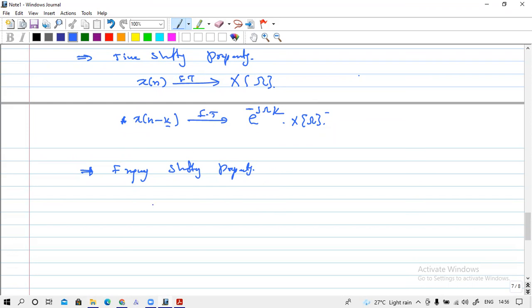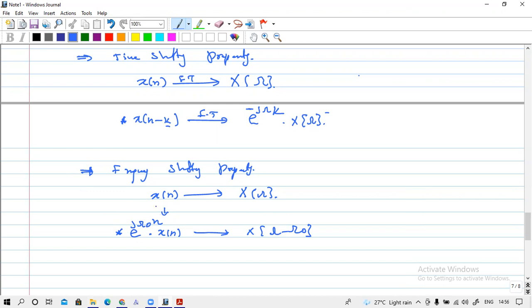So this is our time shifting property. The frequency shifting property states that if we have a time domain signal x[n] with Fourier transform X of omega, and another time domain signal is multiplied by e to the power j omega naught n, then we will have the signal X of omega minus omega naught.